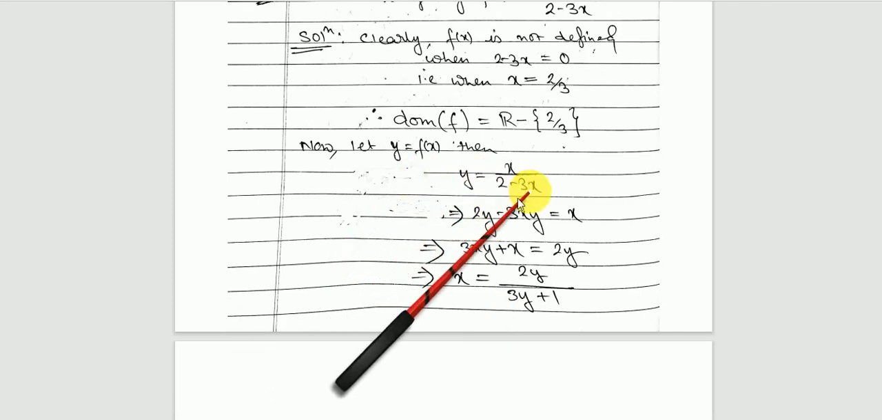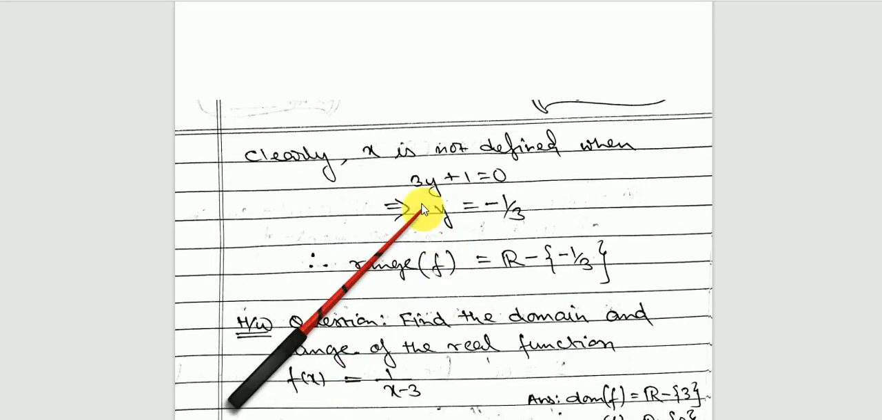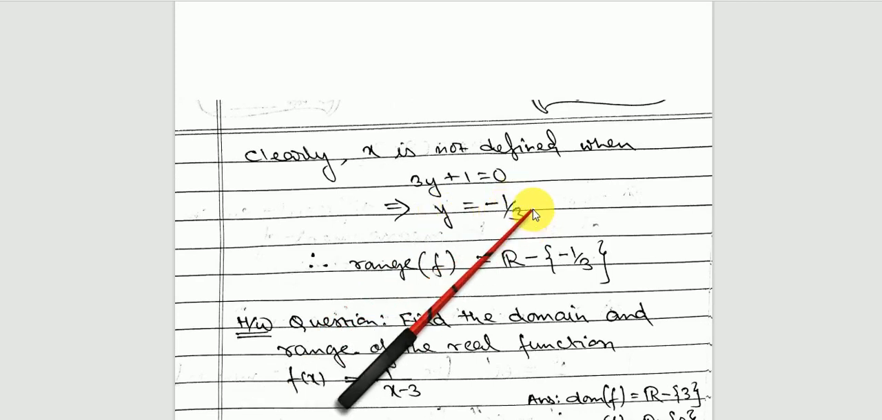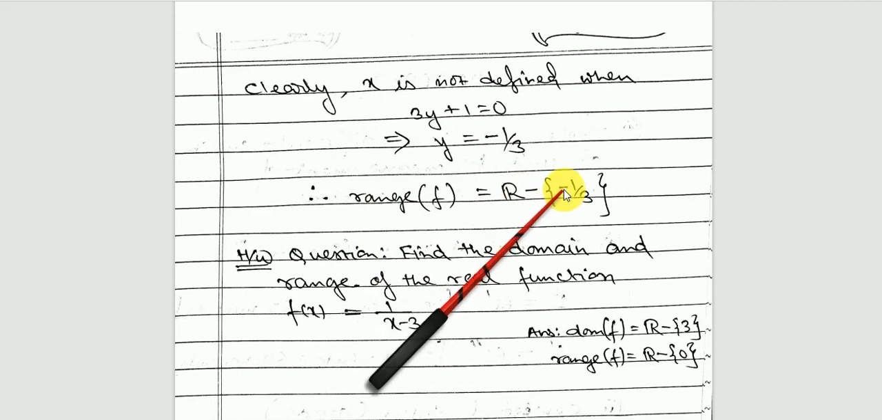Now we have to find the range. For range, in place of f of x you put y, and you solve and write x in terms of y. After that you will get x equal to 2y upon 3y plus 1. So clearly you can see that x is not defined when the denominator is 0. That means if 3y plus 1 is 0, then x is not defined. That means if y equal to minus 1 by 3, then x is not defined. So the range will be R minus {1 by 3}.